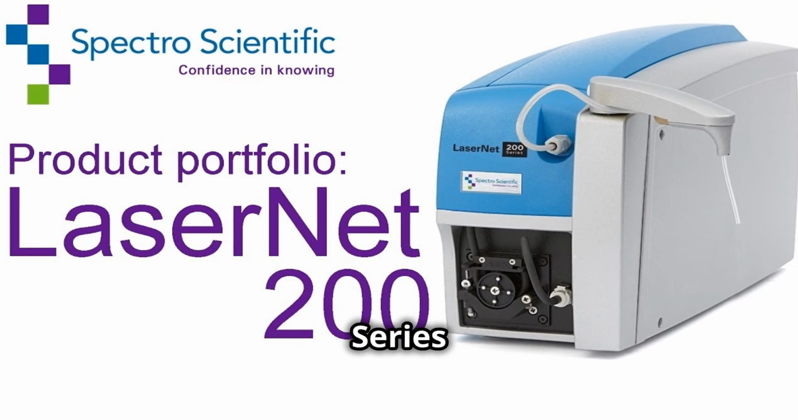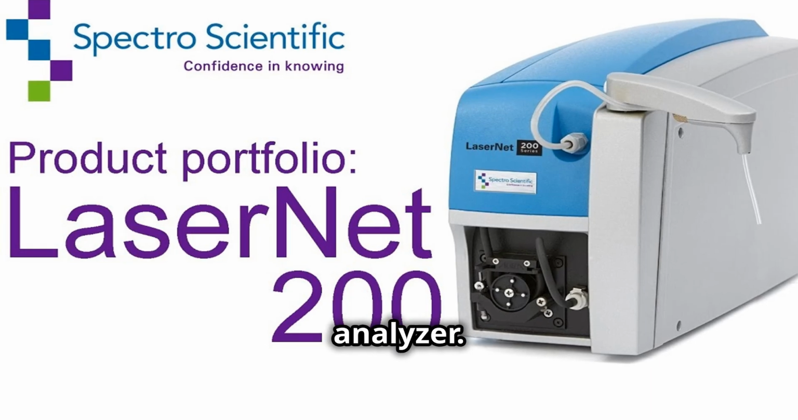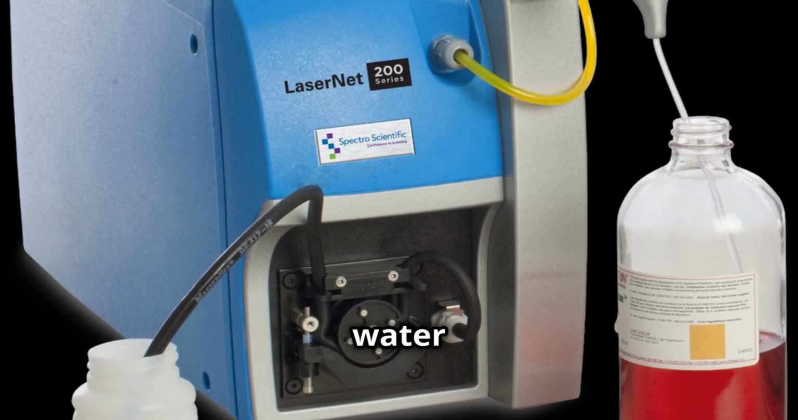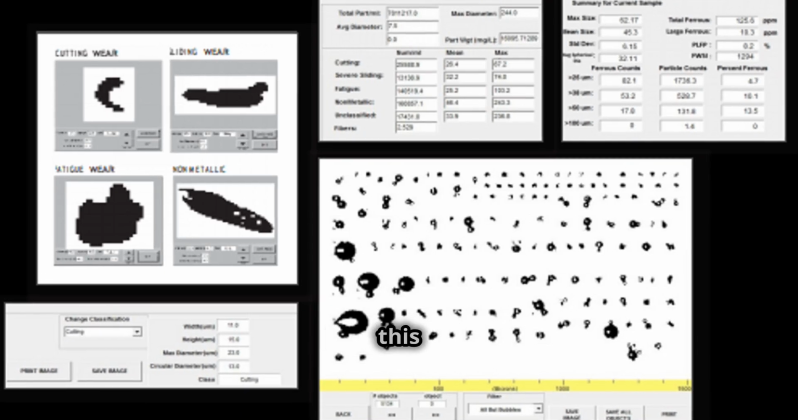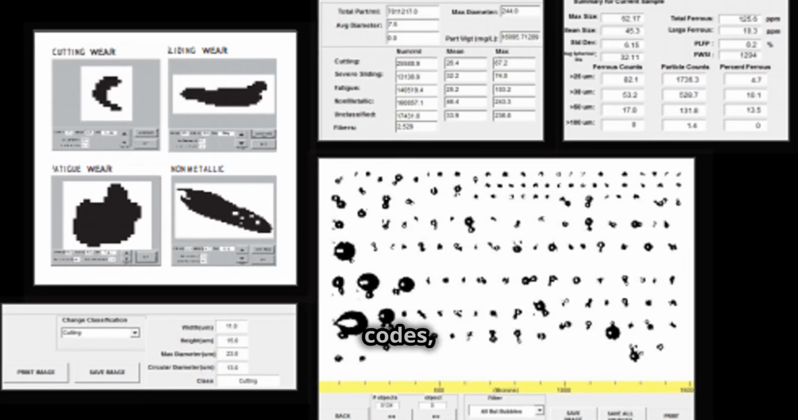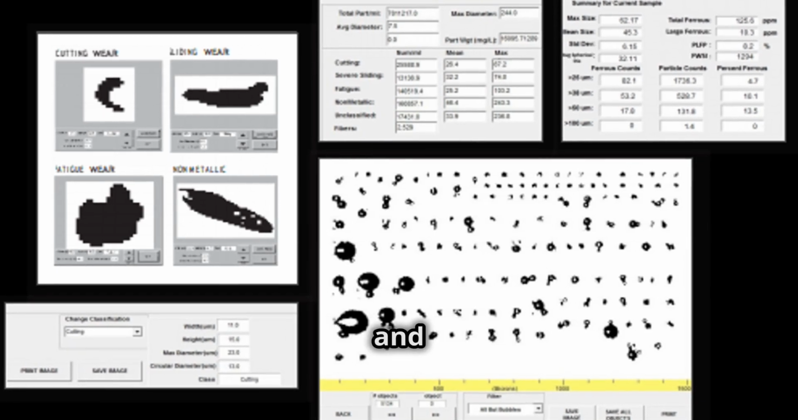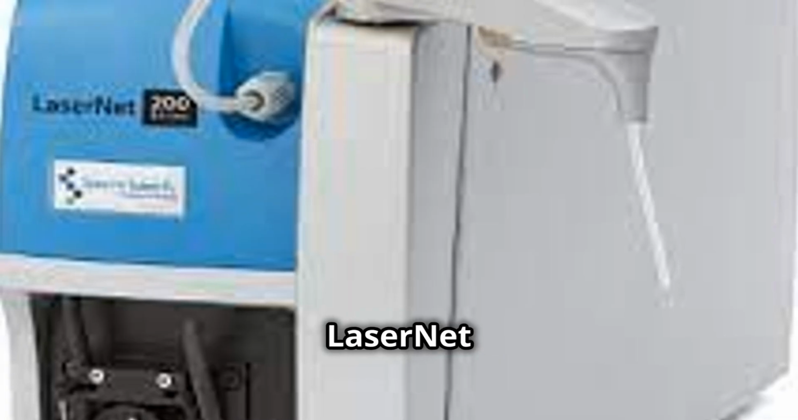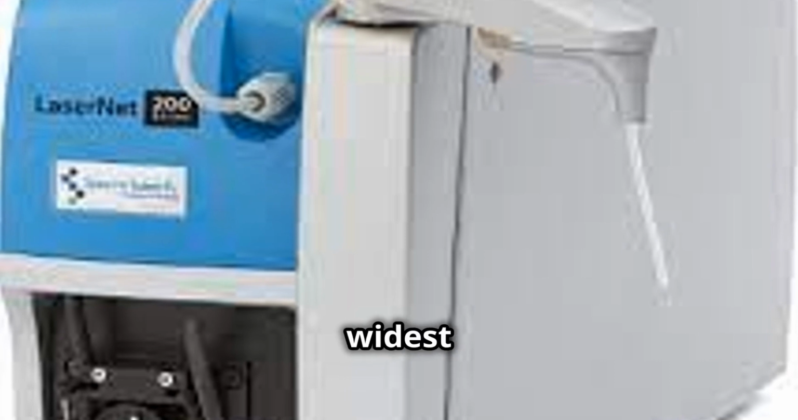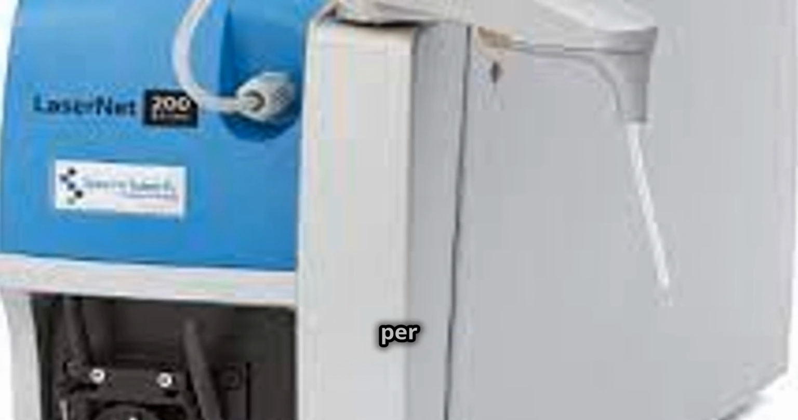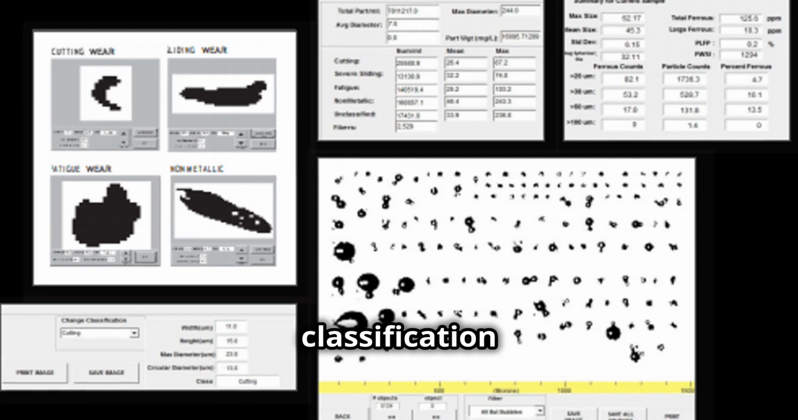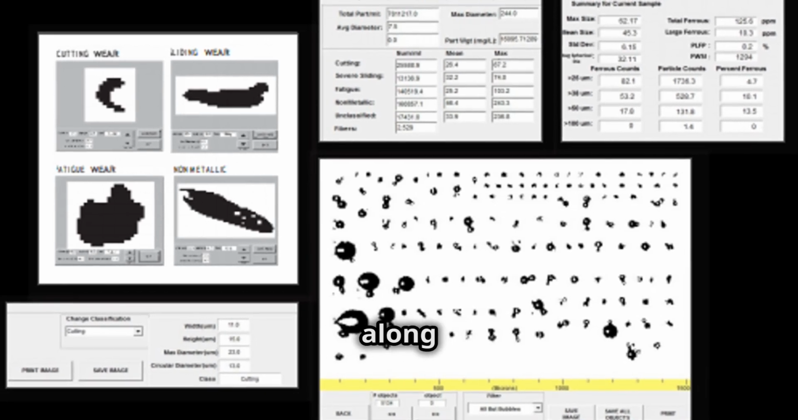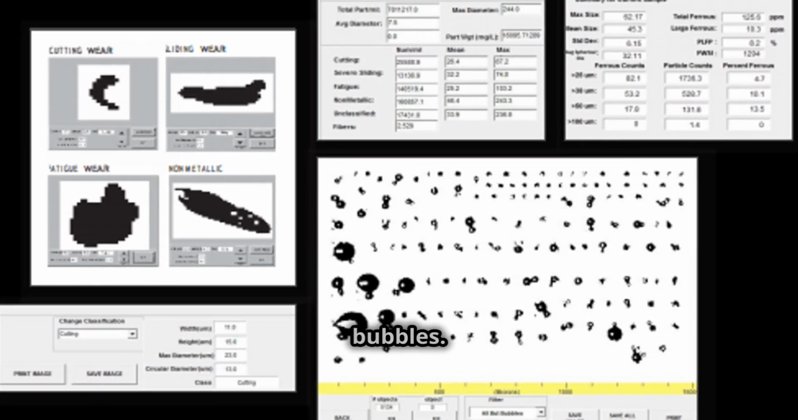The LaserNet 200 series is much more than a particle analyzer. It also calculates free water in parts per million and differentiates contaminants like silica from machine wear such as metal. In addition, this instrument provides particle counts and codes, abnormal wear classification, and ferrous wear measurement. The LaserNet 200 series offers the widest range, up to 10 million particles per milliliter. It features automatic wear particle shape classification and ferrous particle analysis, along with error correction for water and air bubbles.